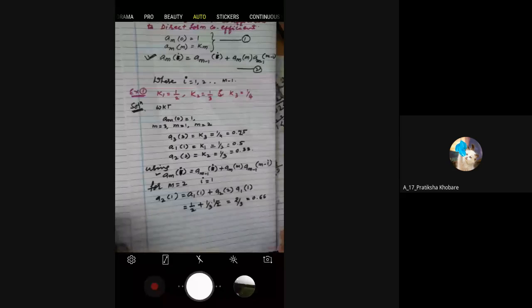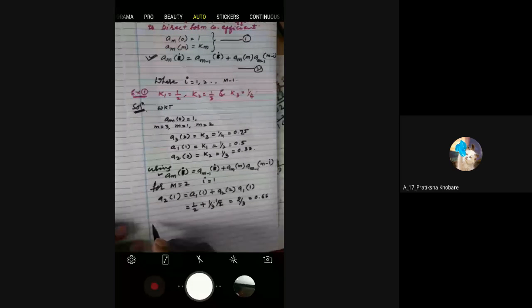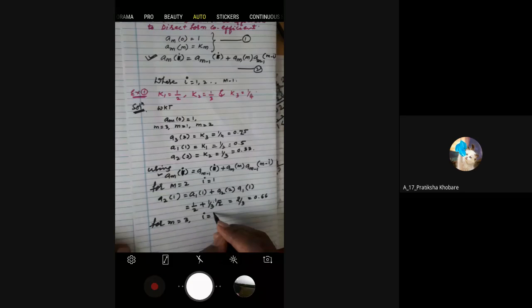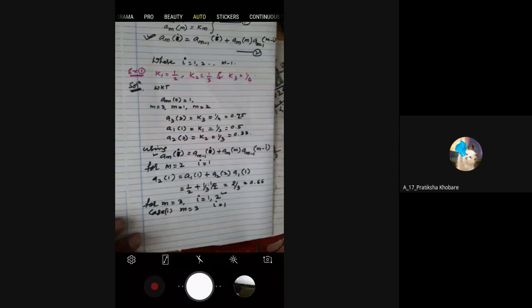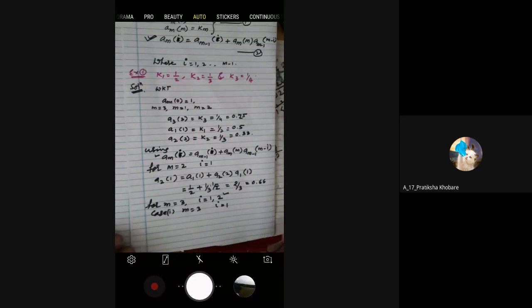Now if I take for m equals to 3, for m equals to 3, what will happen to the I value? I is equals to 1 comma 2, right? So first case, let us write it as case 1, जहां यहाँ पे जब डबल वैल्यू आ रहे, so we'll write m equals to 3 and I equals to 1. Then what will happen to the above equation? m equals to 3 and I equals to 1. कोई बताएंगे मुझे अभी क्या वैल्यू लिखना है यहाँ पे?